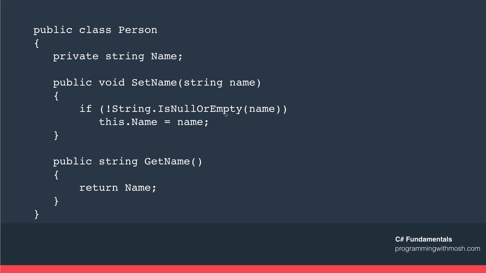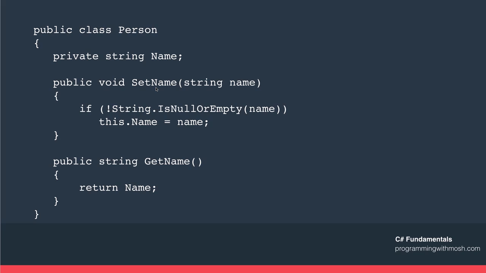In terms of naming convention in C#, we have two naming conventions. One is called Pascal case, the other is called camel case. With Pascal case, the first letter of every word should be uppercase, like the Person here, or Name, or SetName. Note that the first letter of every word is uppercase. With camel case, the first letter of only the first word is going to be lowercase, but the first letter of every word after that is going to be uppercase.